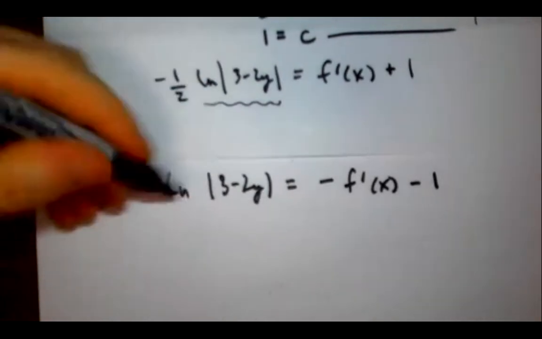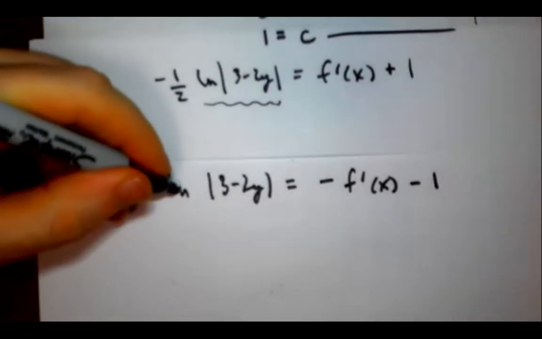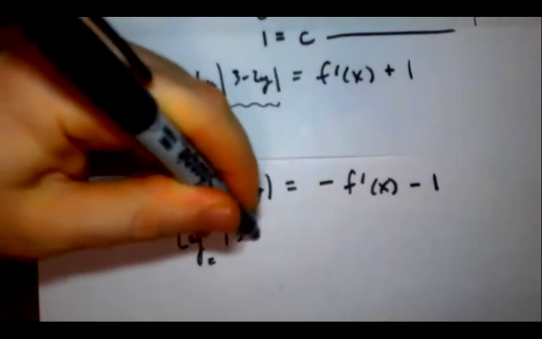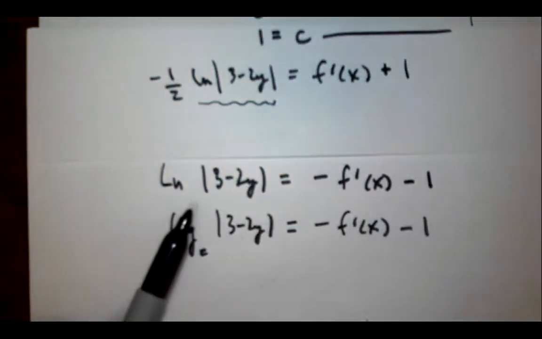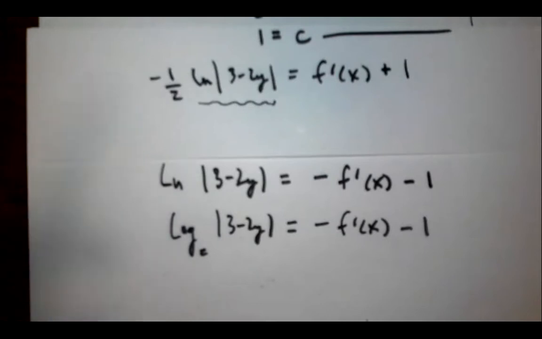Yeah. So here, I'm just going to do this. log e of 3 minus 2y is equal to negative f prime of x minus 1. Yeah, make sure you write this out. I was about to scribble over this, and that's not good. You want to show each step because they're all worth points. So don't do that.